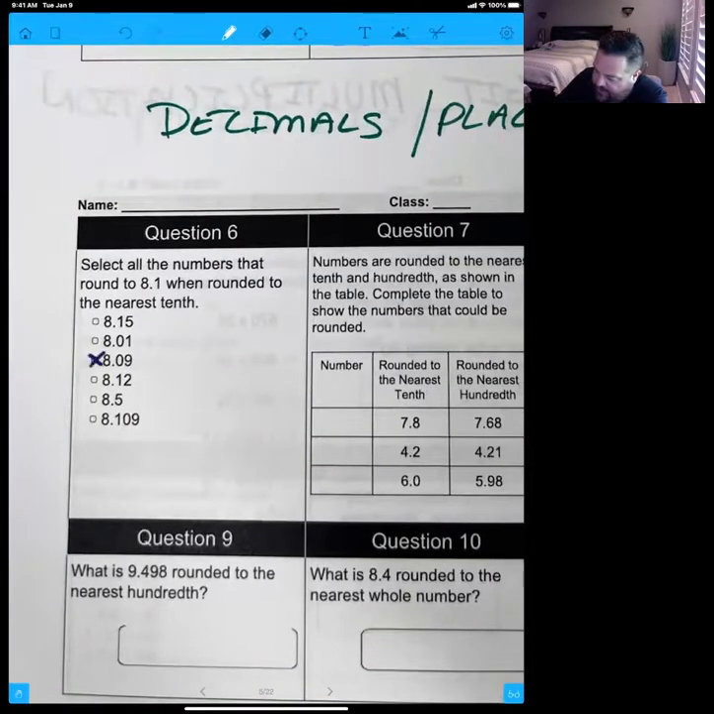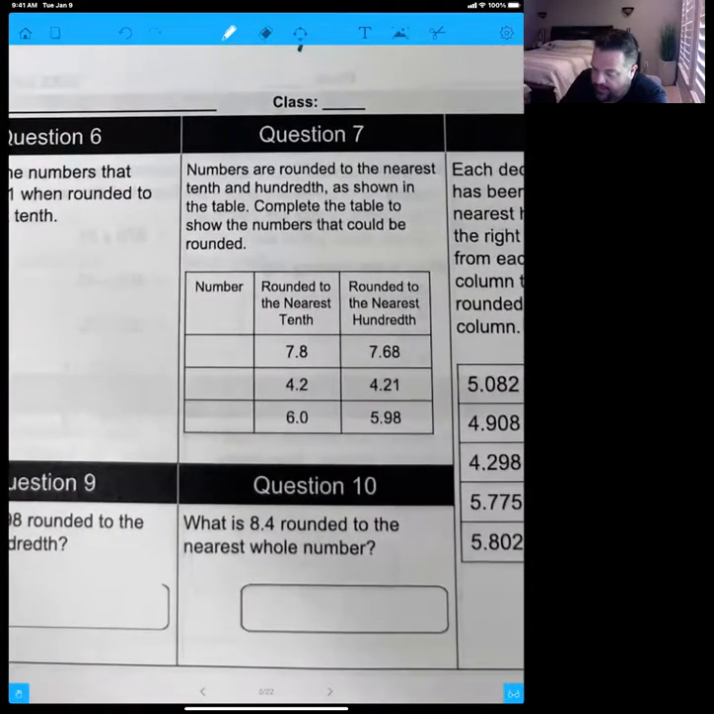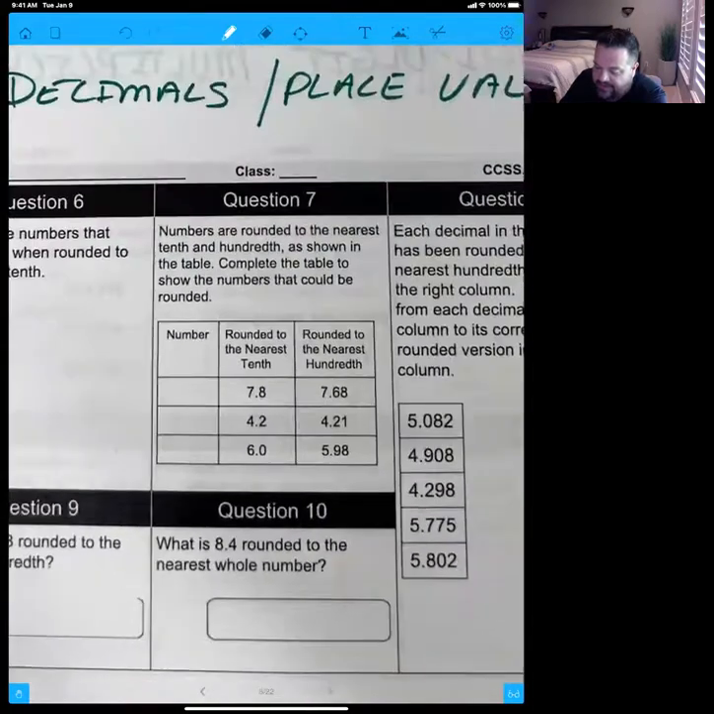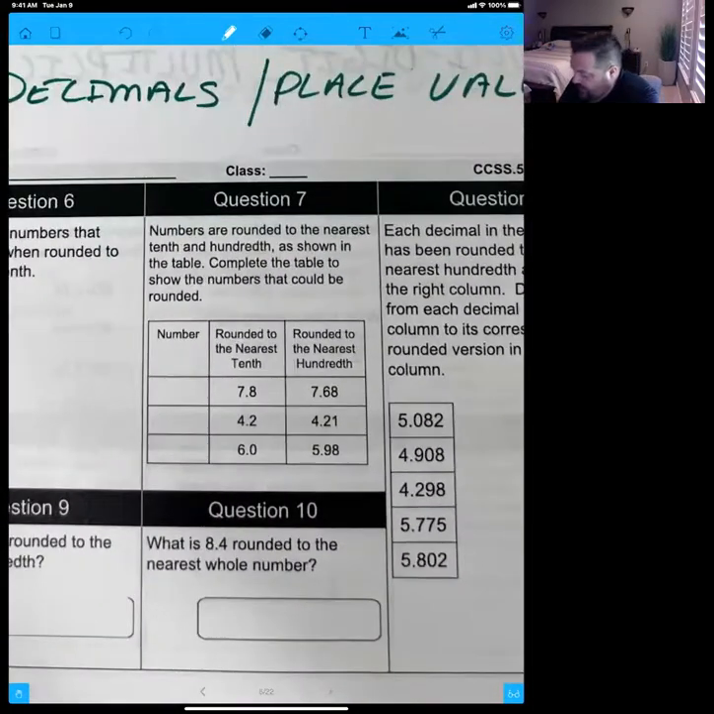Number 6, you should have got this one, and this one. Go ahead and do number 7. Number 7 you could just think about on your own. It wants you to give any numbers that could be in there. This one would be anything between 7.675 and 7.8 or 684. So it could be any of those. We're not going to spend a lot of time on number 7. You just got to pick the ones that come before it, right? 4.205 and 4.214. We'll look at that later.